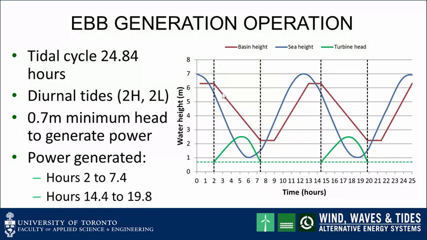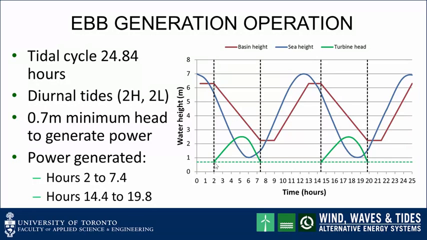Now, what drives the turbine is in fact the head across the turbine, and so the head is essentially the difference between the basin height and the sea at a particular time, right? And so the green line down here is that difference. So this green line is the head available to drive the turbine. And I've also included on here this dashed green line, which represents the 0.7 meter minimum head before the turbine will operate.